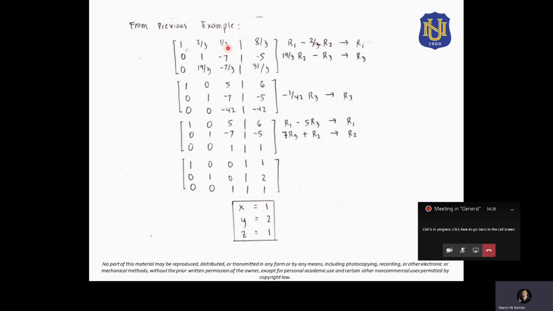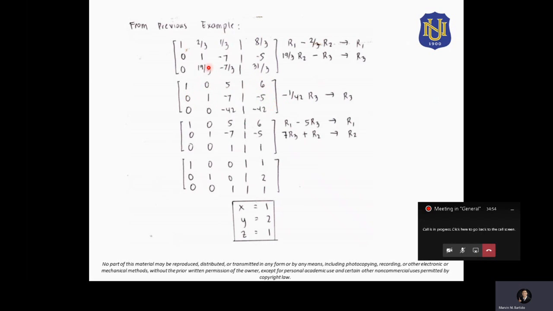And then R1, which is 1/3, minus 2/3 ng 5. Ay, mali. Minus 2/3 ng negative 7 pala. So that will give you 5. And then R1, no? So 8/3 minus 2/3 ng R2, which is negative 5. So it will give you 6. So that will be the new first row. Yung second row natin, it will be the same.